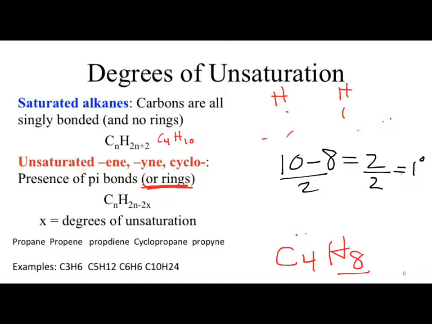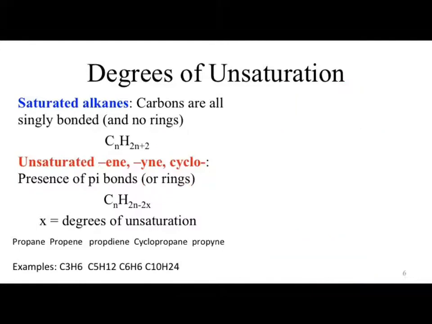We're going to work a couple examples on this. So a ring counts as a degree of unsaturation. Let's go ahead and clear everything here now and summarize. 1 degree of unsaturation equals 1 pi bond or 1 ring.